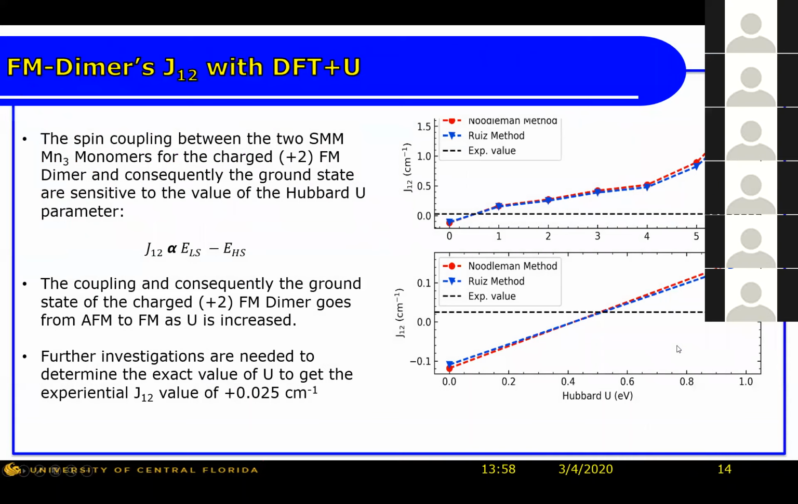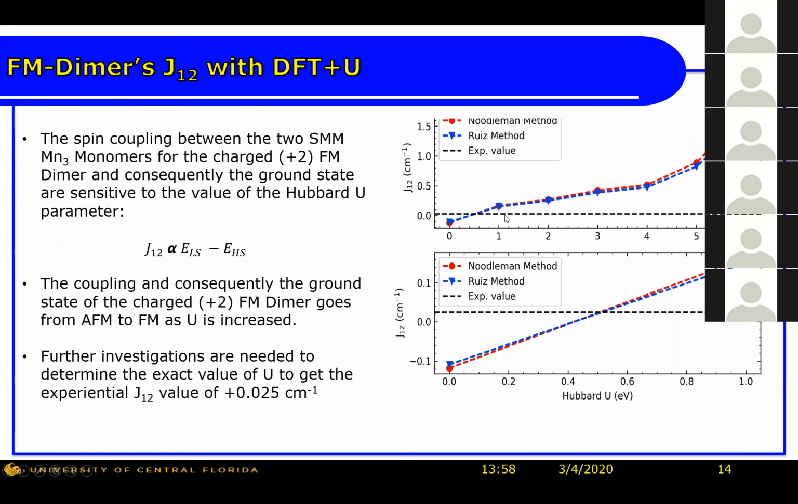And so what we did here is we looked at essentially the effect of U in this case. This is where we're applying the Hubbard U parameter. And as you realize, when you put U in your calculations, it is no longer ab initio, right? We have a parameter now to work with. And what we find is that you can switch the sign of J. So this is J12 that we've looked at.